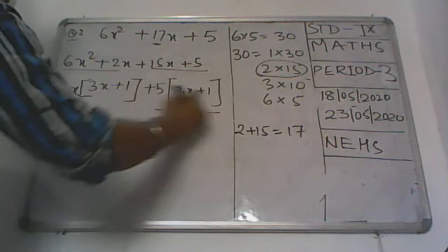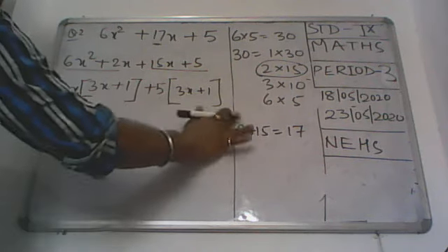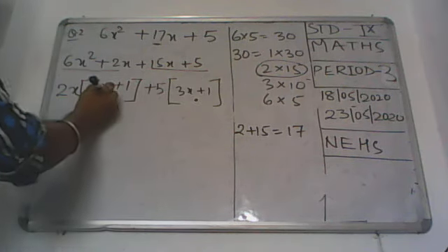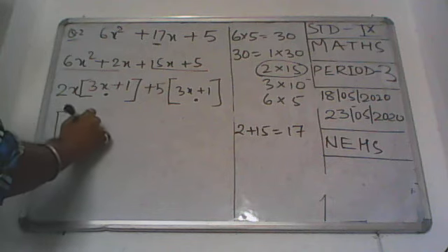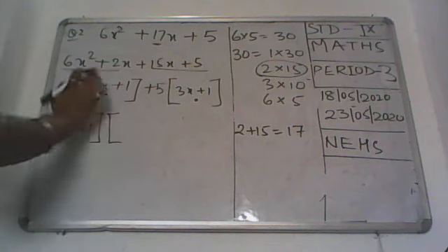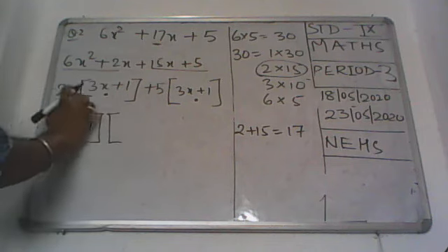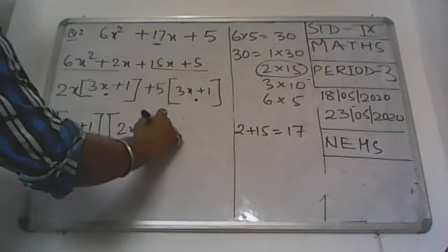Binomial term 1, term 2. In that binomial, what is common? This part is common, see? So this will come outside, 3x plus 1. So inside will remain, here this 3x has gone outside, so what is there? 2x. Here 3x plus 1 came outside, what is there? Plus 5.